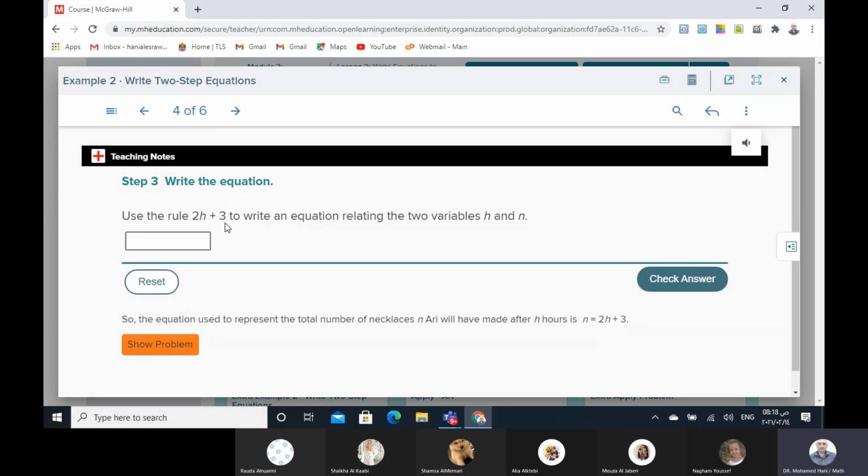So we want to use this rule to write an equation. So we can write here 2h plus 3 equals n.